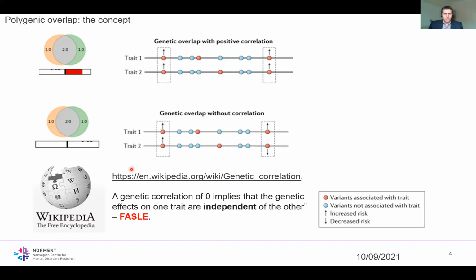But here is what Wikipedia has to say on this subject. A genetic correlation of 0 implies that the genetic effects on one trait are independent of the other. This is a false statement. In this example, we have 8 variants in total. So what are the chances of sharing 2 out of 3 variants? This is quite low. And in a real genome, the total number of variants is much larger, so sharing causal variants is unlikely to happen by chance, regardless of whether they have consistent or opposite or mixed effect directions.